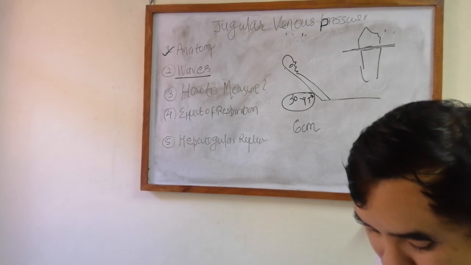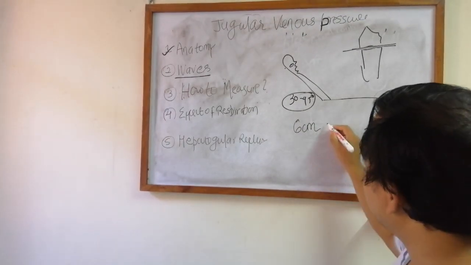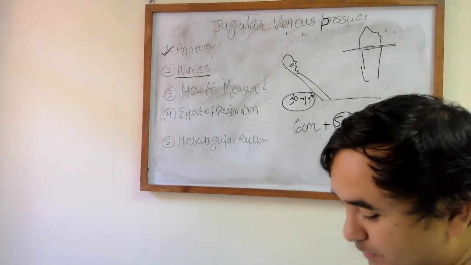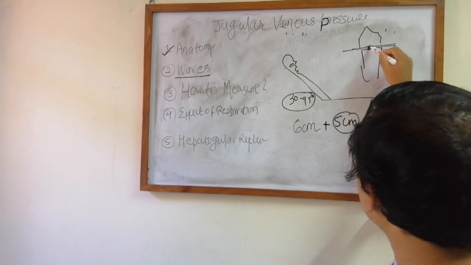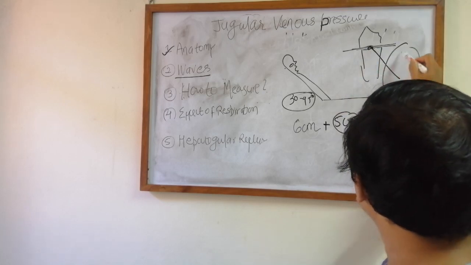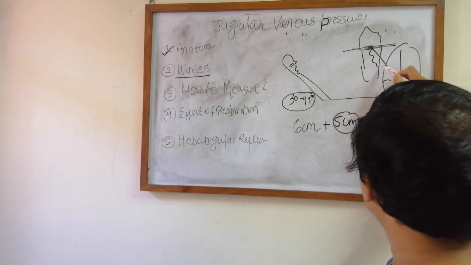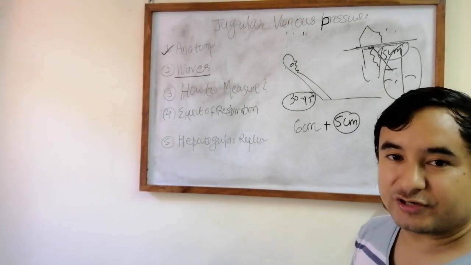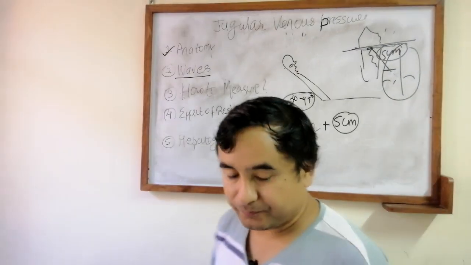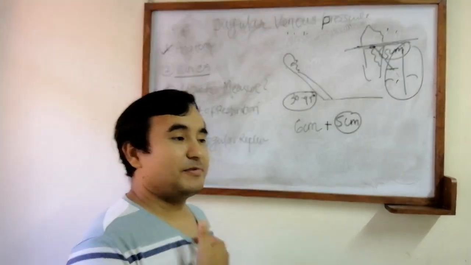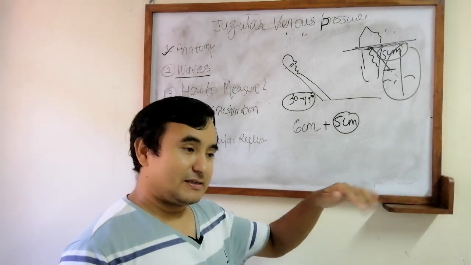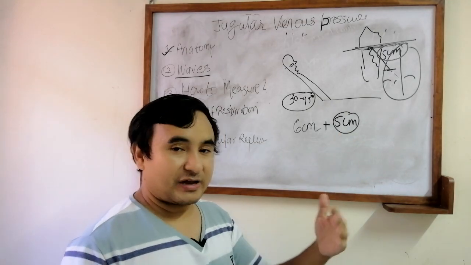Then what is the JVP? You have to add 5 centimeter. Why do you add the 5 centimeter? Because from the sternal angle to the midpoint of the right atrium is 5 centimeter. This is standardized. Though it may not be true for each and every patient, it is standardized. So from the sternal angle to the mid portion of the right atrium is 5 centimeter, and we take this value constant for everyone.